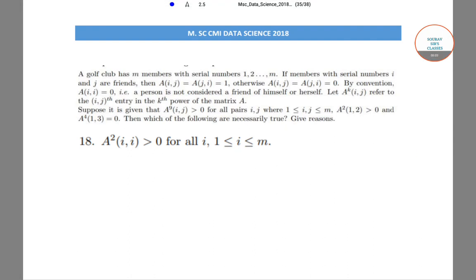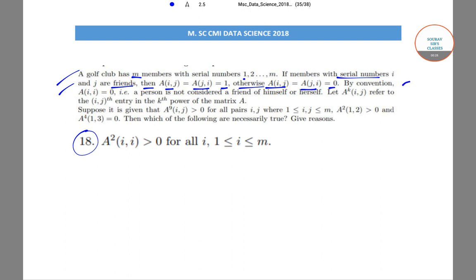Hello students, the question we'll be doing today is a continuation of our earlier question. Here it has been given that a golf club has m members with serial numbers 1, 2 up to m. If the members with serial numbers i and j are friends, then a of ij equals a of ji equals 1. Otherwise a of ij equals a of ji equals 0.